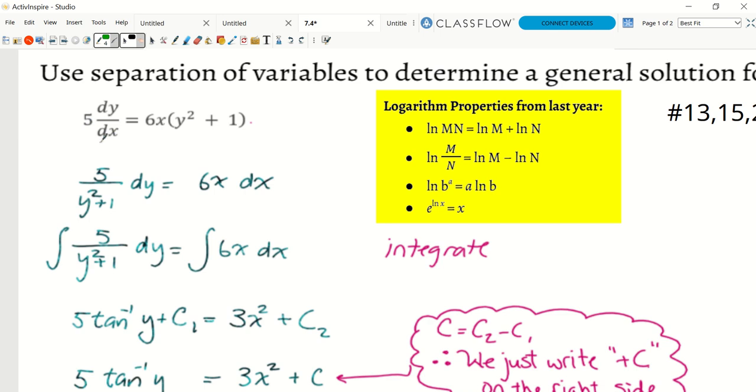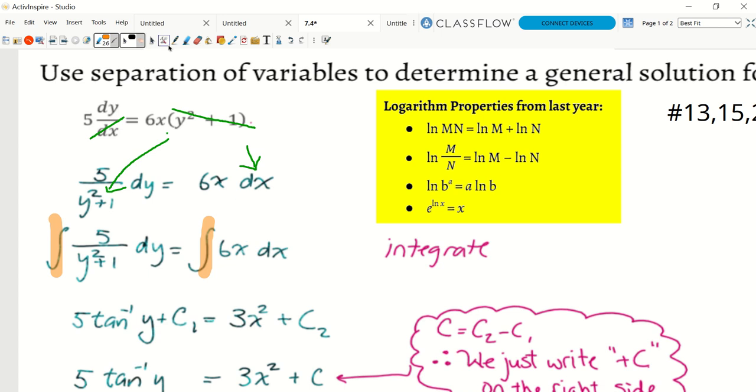Now, do you understand that if I multiply both sides by dx, I get this right here? You guys understand if I divide both sides by y squared plus 1, it goes underneath the 5? We good? Believe it or not, that's the only new part. Everything else is review. Take the antiderivative of both sides.